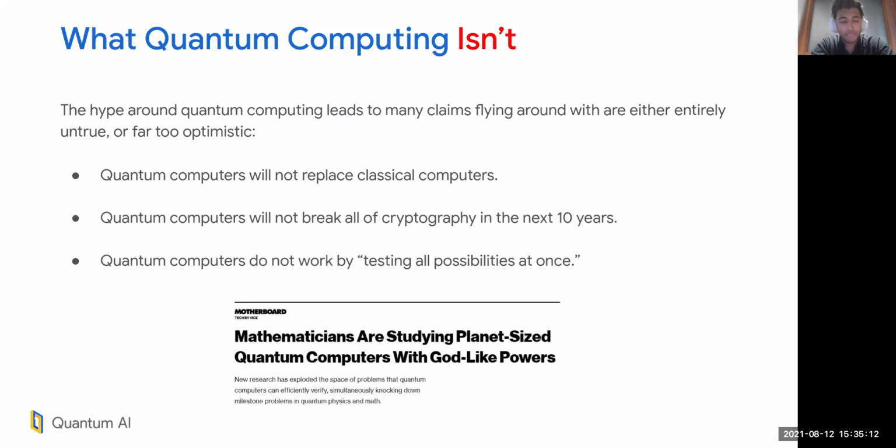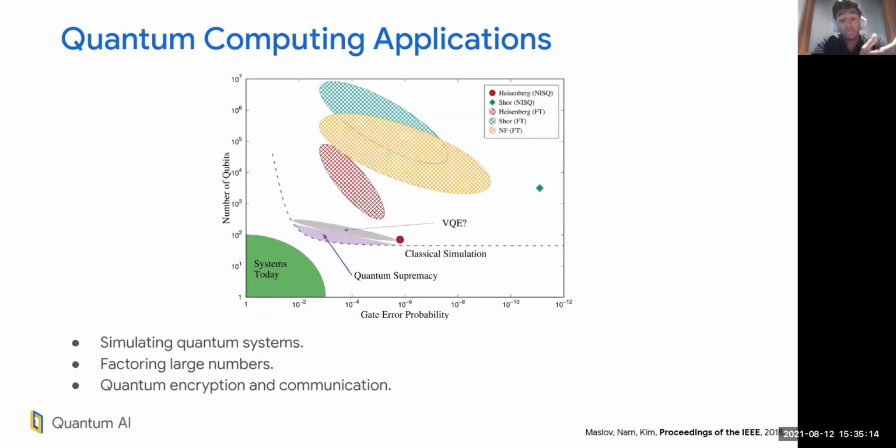But yeah, so with that, I want to talk about some things that quantum computers can do. So this image is a slight bit out of date, but it's to 2018 over here, as you can see.